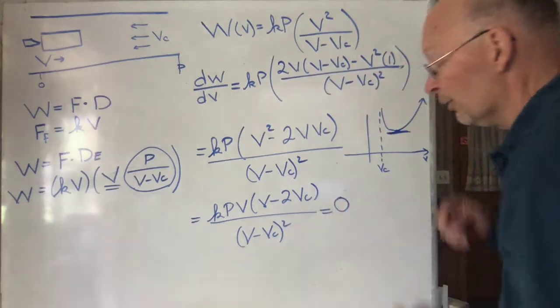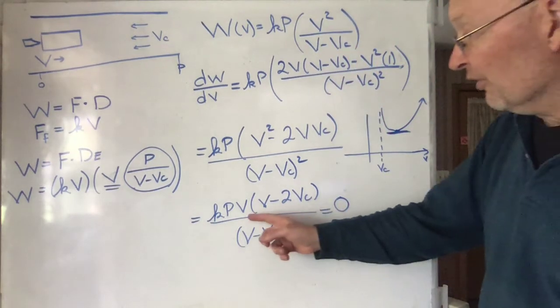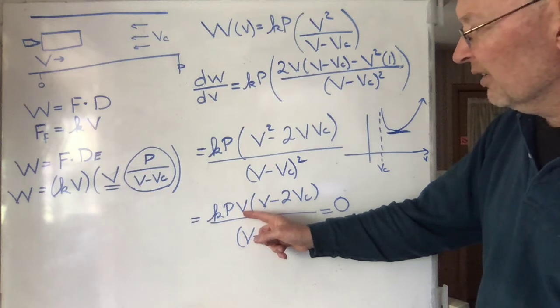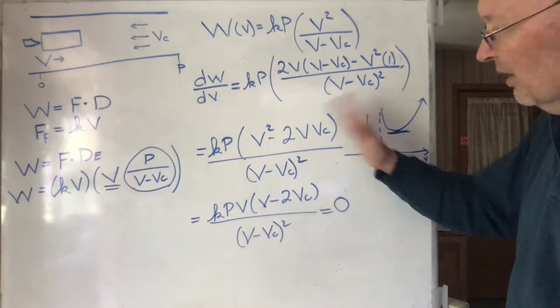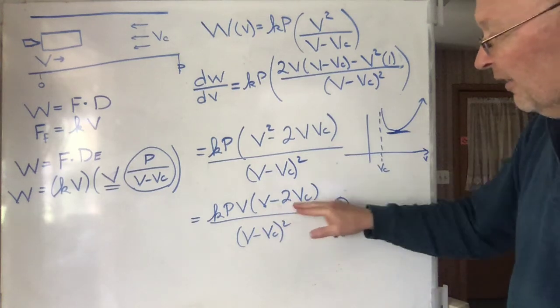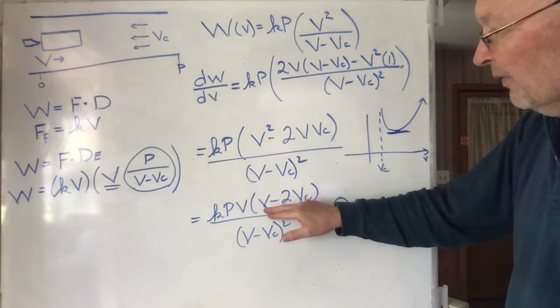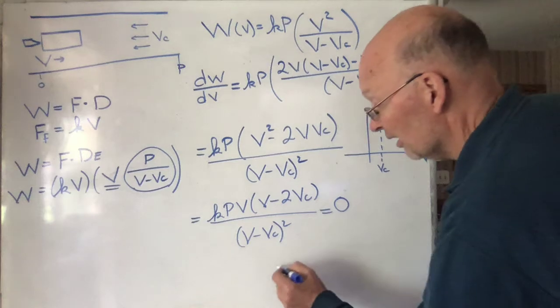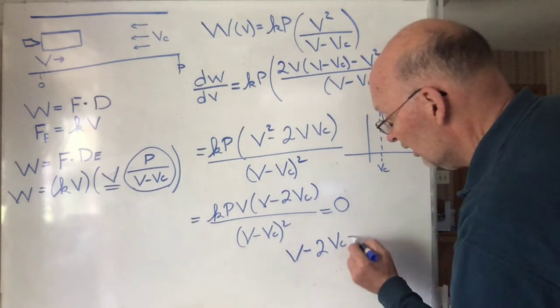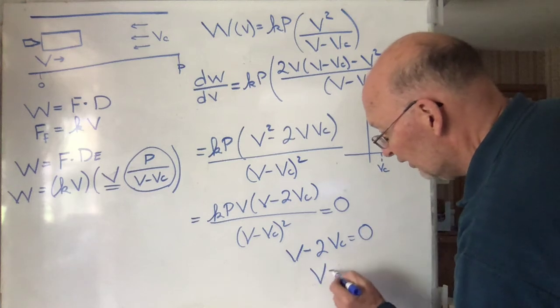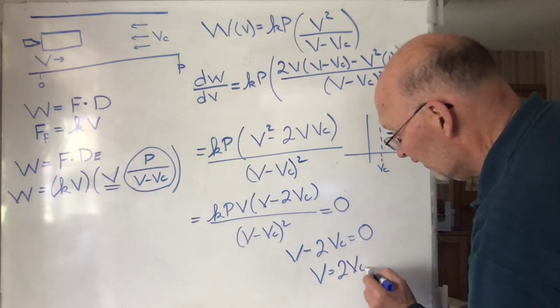And if you set that equal to 0, you notice it's going to be 0 either when velocity is 0, which makes no sense. That would be less than the velocity of the current, so that's physically impossible. And then the other one that does make sense is when V is equal to 2Vc. So just to fill it all out, V minus 2Vc is equal to 0. So V is equal to 2Vc.